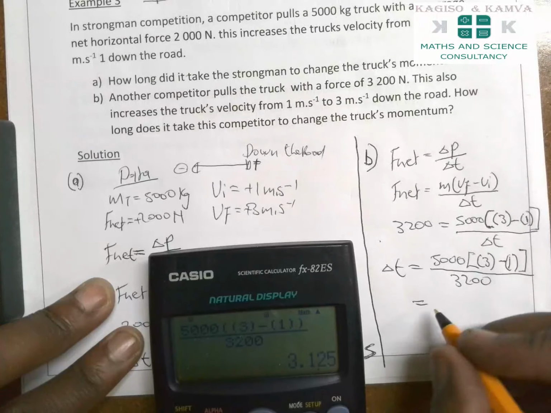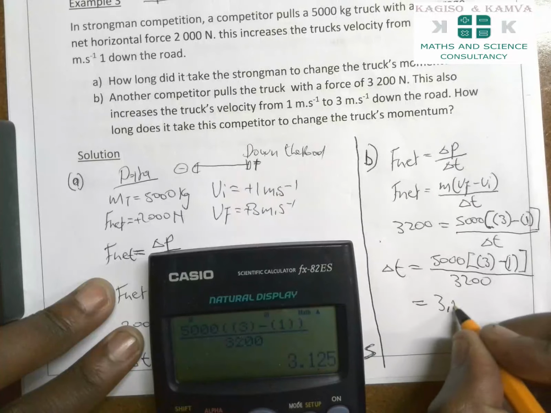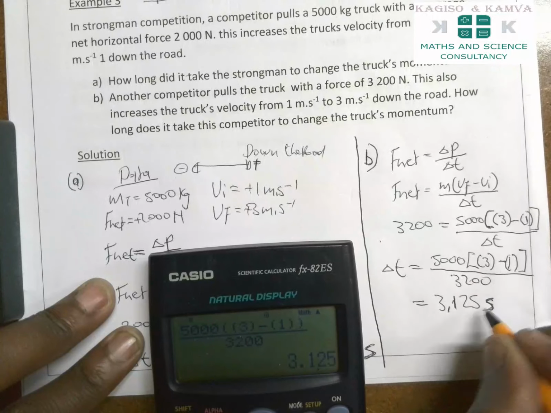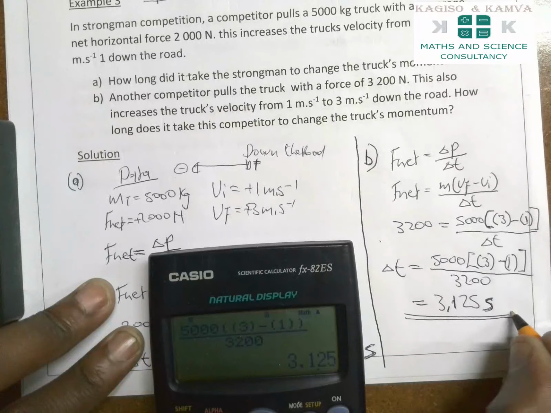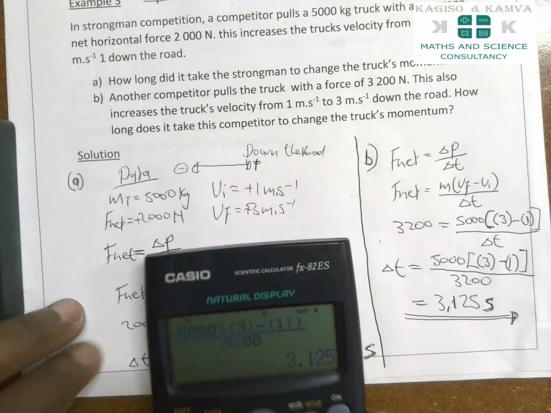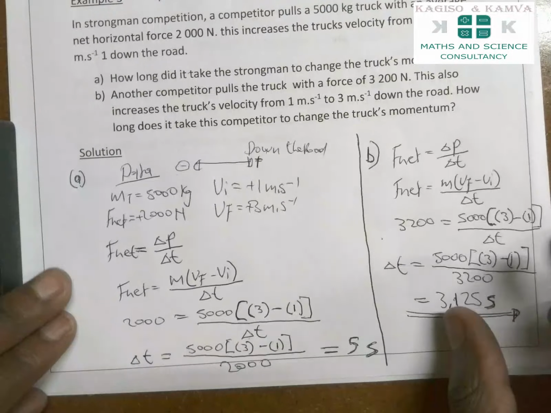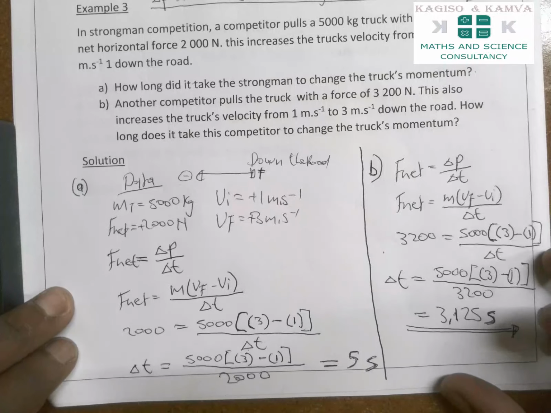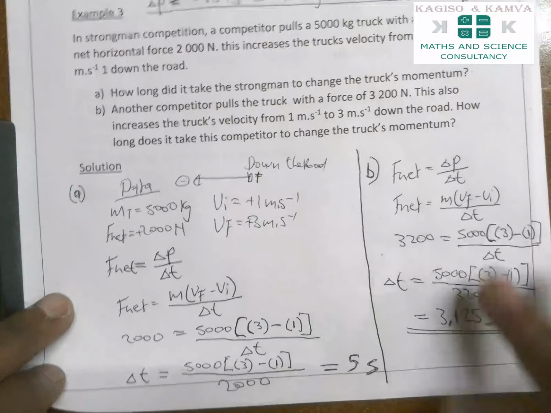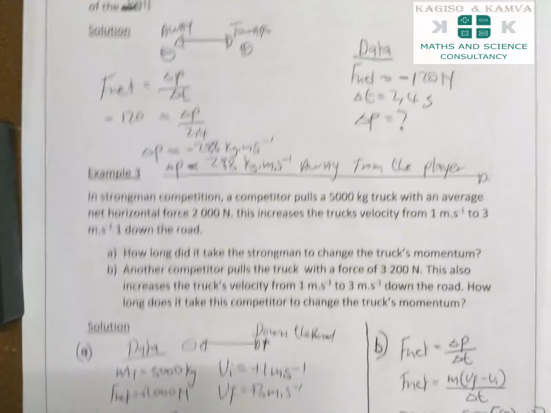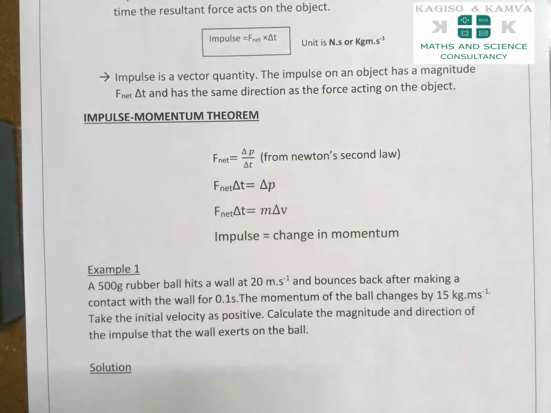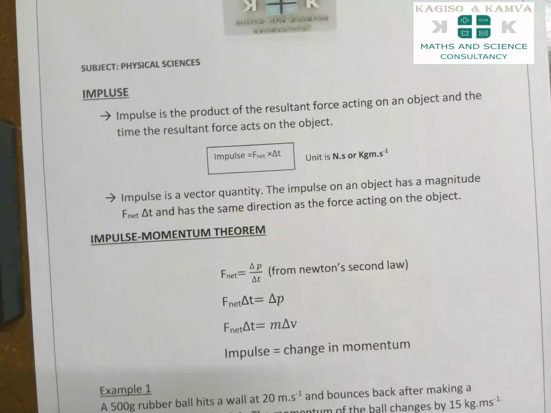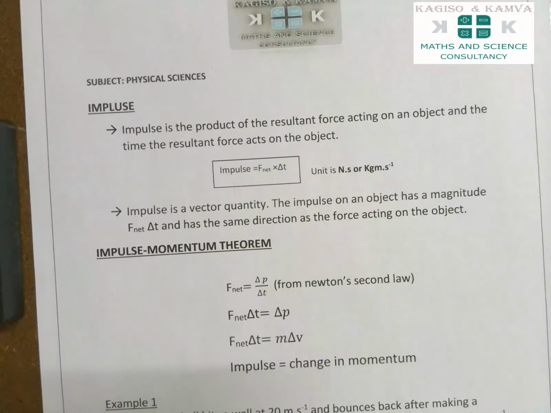Now it took this strongman 3.125 seconds. Okay, good. I hope you now understand how to apply Newton's second law in terms of momentum. Now let us do the impulse.